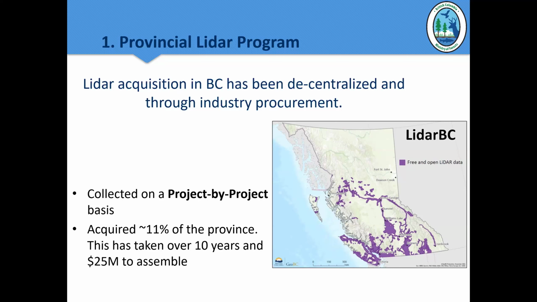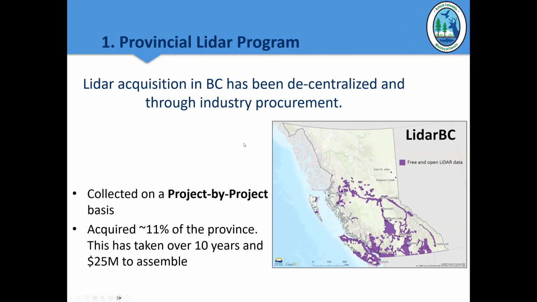And up to now, we have free and open data on the LiDAR portal, and it's only about 11% coverage of the province. You can see this in the graphic on the right. It's taken about 10 years to acquire all this data and over 25 million to assemble it. So that's pretty costly. And yeah, it's really scattered around all these different areas across the province.